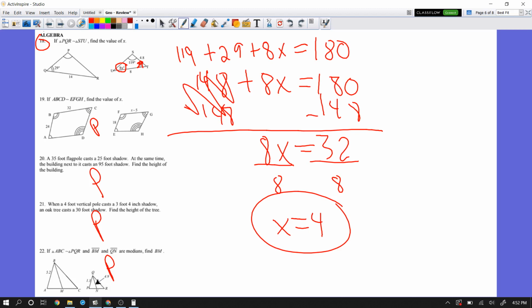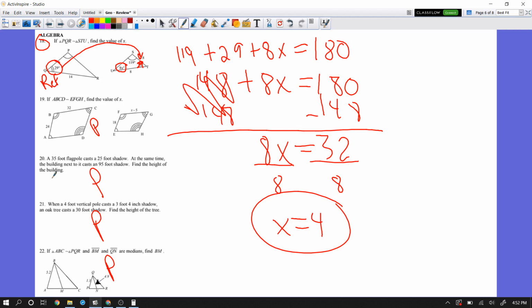Number 18, this is like a reference point for you to use 29 degrees to plug into this other triangle, because it's asking for the value of x. So you have 119 plus 29 plus 8x equals 180. Solve all the way through it, and you'll get x equals 4.